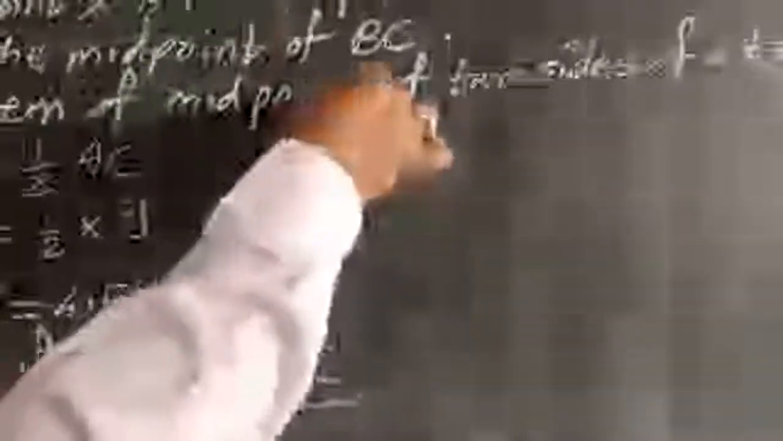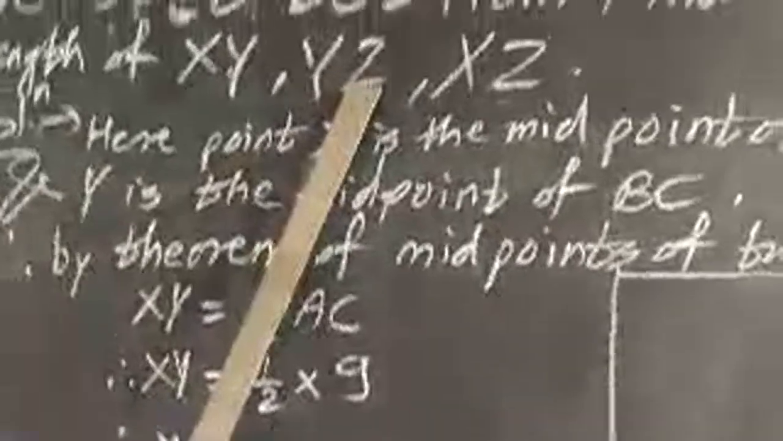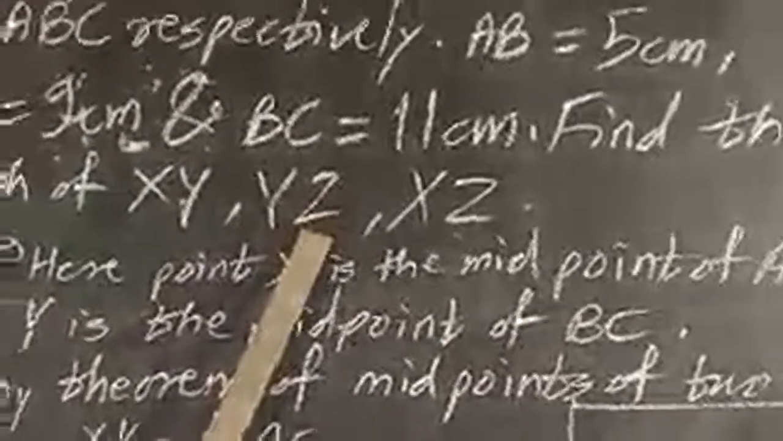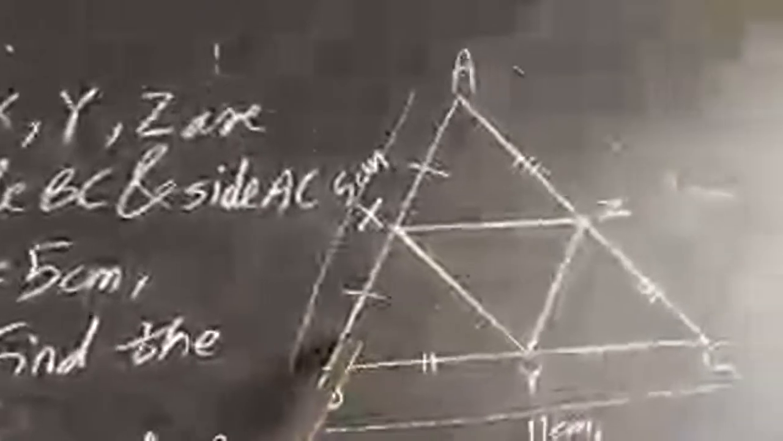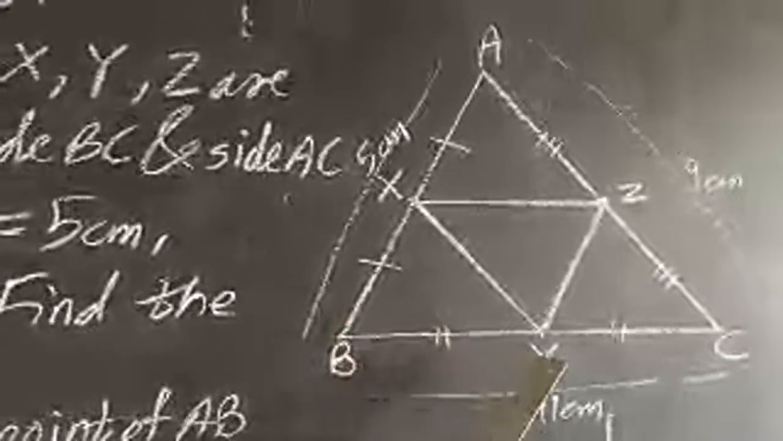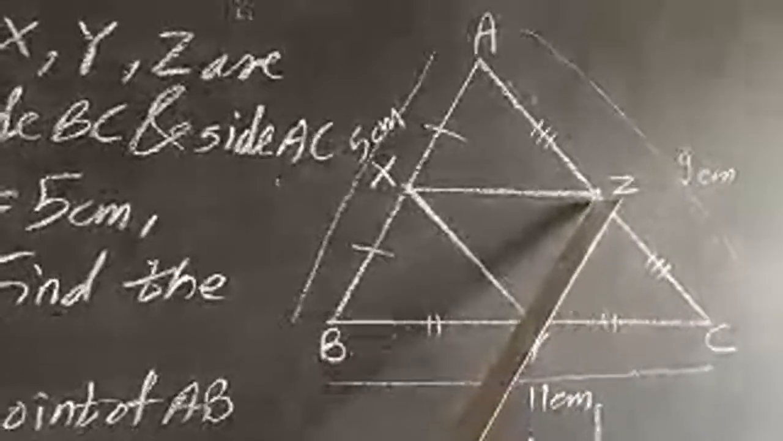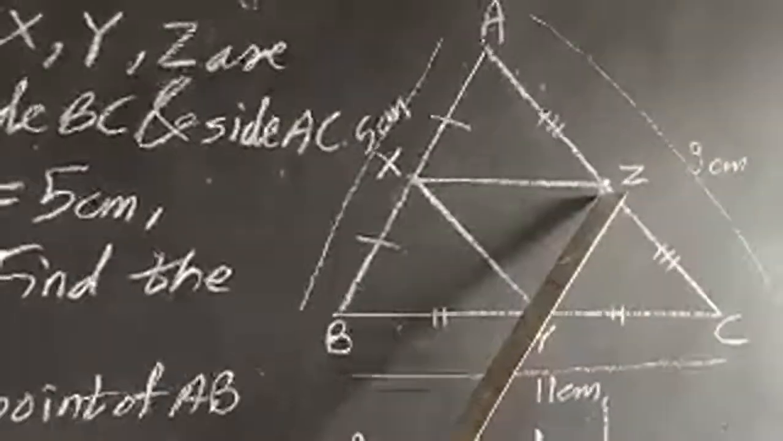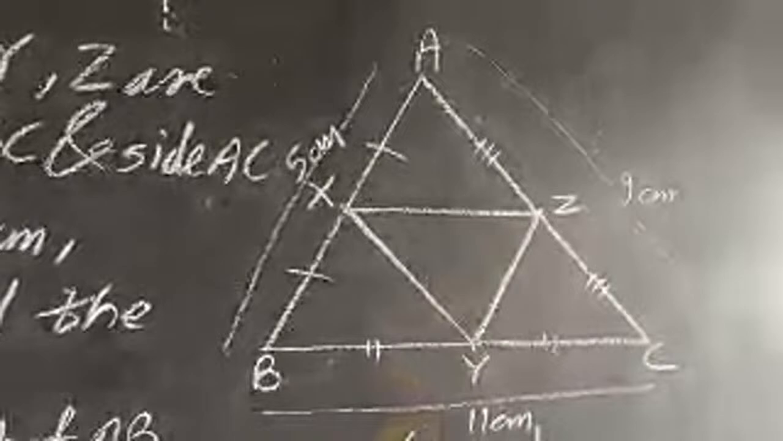Then the next question is to find YZ. YZ is half of AB because of the theorem of midpoints of two sides of a triangle. Is it correct? Before that, what do we write? Which are the midpoints? Tell here.